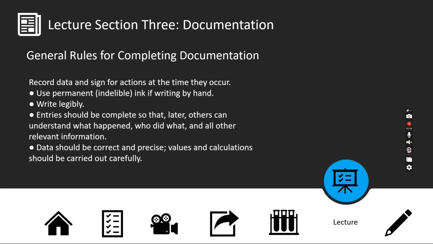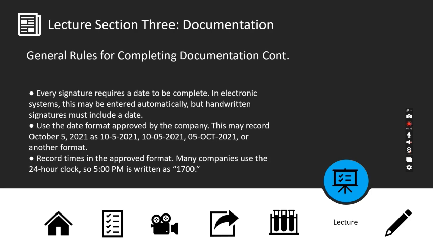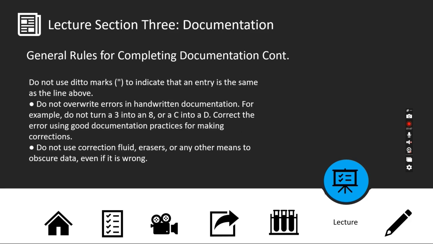General rules for completing documentation. You need to use permanent, also known as indelible, ink. A lot of people in the industry use the term indelible, which just means permanent ink. You need to be able to write legibly. Entries should be complete. Data should be correct. You need to date your signatures. Every pharmaceutical company has its own procedure for dating. A lot of times time will be in military time. Do not use ditto marks to indicate that the entry is the same as the line above. Write out each entry.